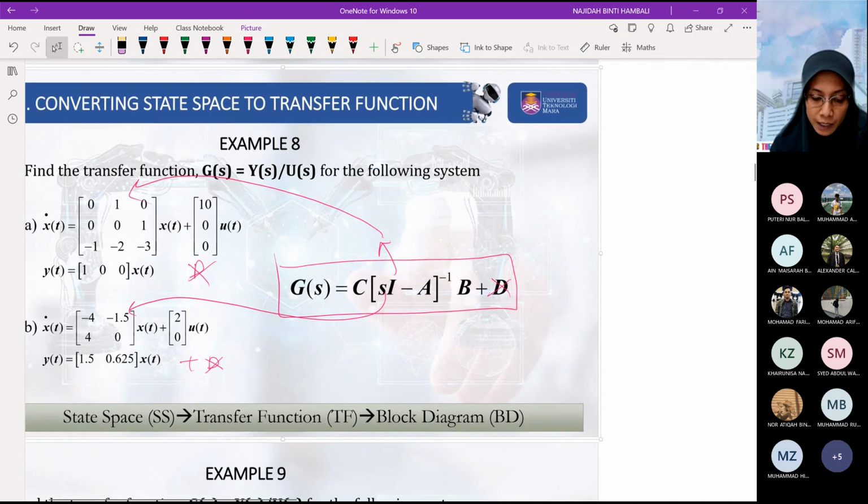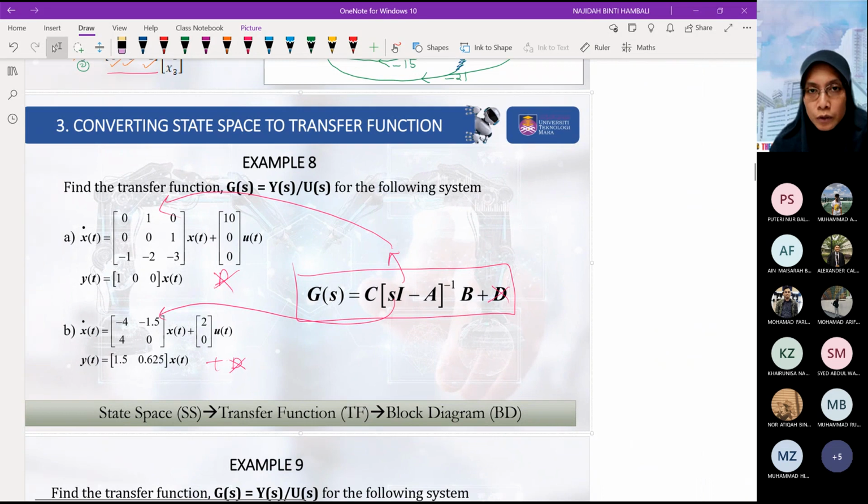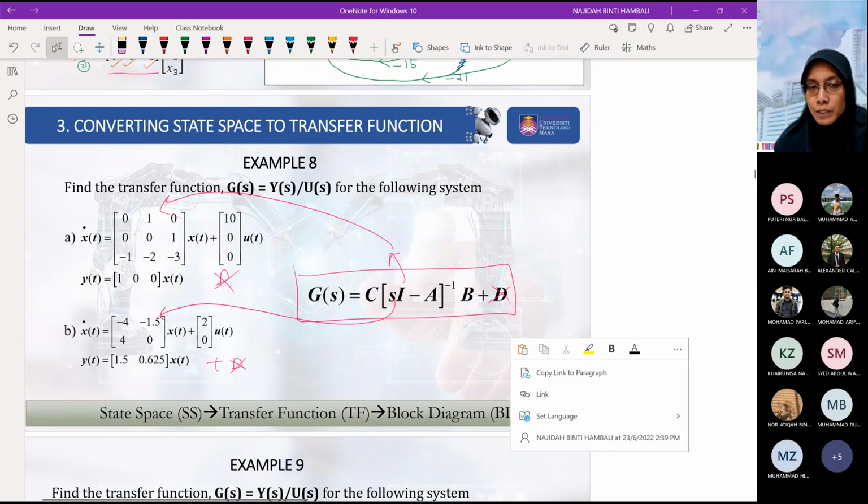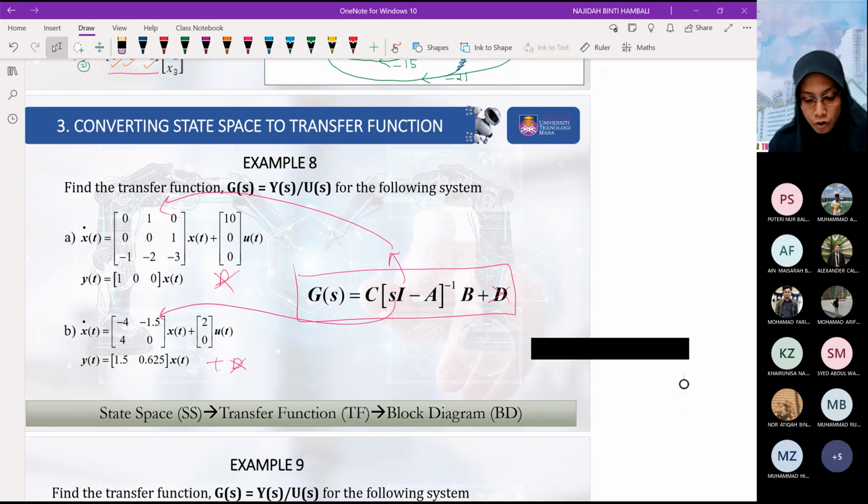Okay, for example A, as I mentioned previously, if you want to save your time during the final for question 3 for state space, you can construct directly your matrix SI minus A. If you write S, then construct matrix I, then minus A, then multiply S with I, and then construct SI minus A, you will have 3 lines. So instead of writing 3 lines of calculation, you can directly construct your matrix SI minus A.